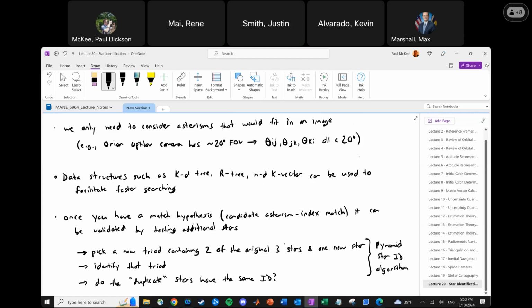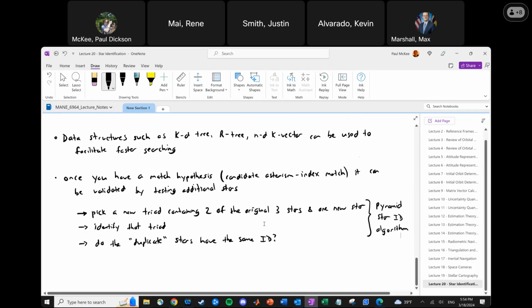You can imagine if you take your original 3 stars and then a 4th star, so there's A, B, and C, and now there's D. Well, you've got triads ABC, ABD, ACD, and CBD. So that gives you 4 triads, which, if you think of that in terms of a shape, would be a tetrahedron or a triangular pyramid. So that's where you get the pyramid name from. That's the pyramid star ID algorithm.